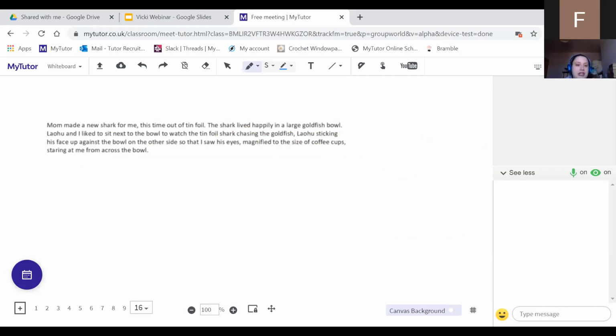"And then Mum made me a new shark, this time out of... And then he lived happily in a large gulf next to the bowl to watch the shark chasing the goldfish." Now, the shark isn't actually chasing the goldfish, is it? I mean, we can assume that these are probably real goldfish if he's in a large goldfish bowl. Perhaps they're not. We don't really know for sure, do we? Because we were initially tricked with Leo being an actual pet. So the idea that he's just sat watching the shark floating about, I think, is so sweet, and also in a way a little bit sad, that that's the best thing that he can possibly do. So I think it's really sweet, personally.